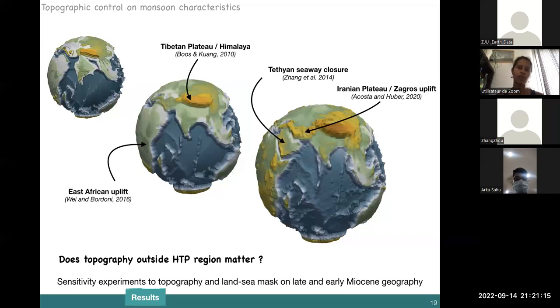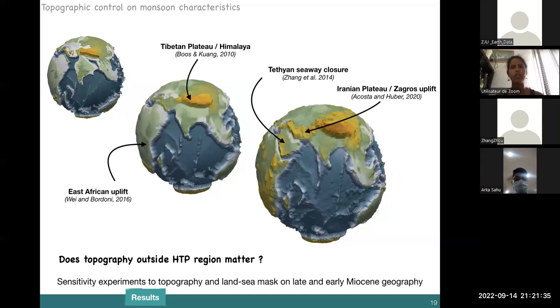And I focus on features that I know have evolved during the Miocene based on geological data, and also that are known from the literature to drive change in the monsoon phenomena, because they have been studied mostly under present-day geographic configuration by my climate physicist colleagues.